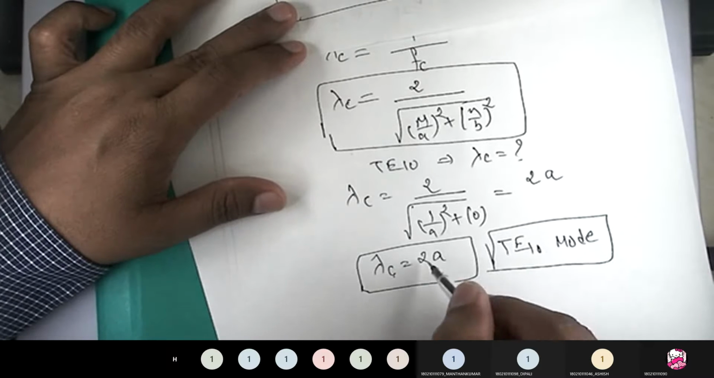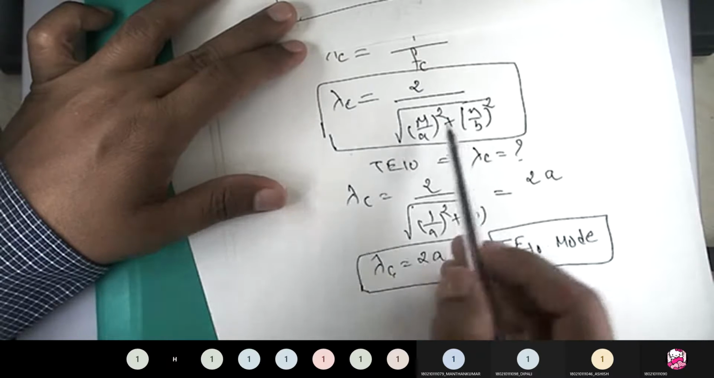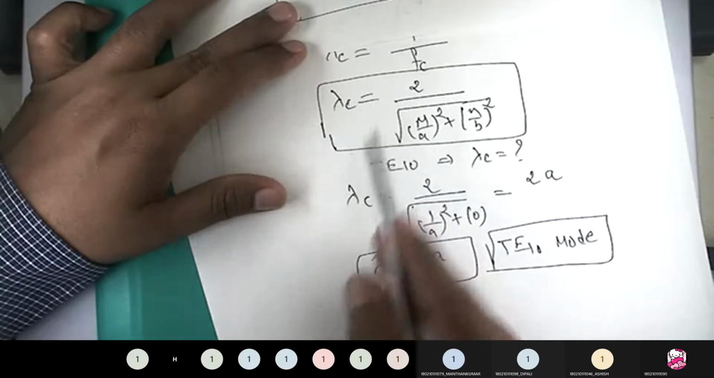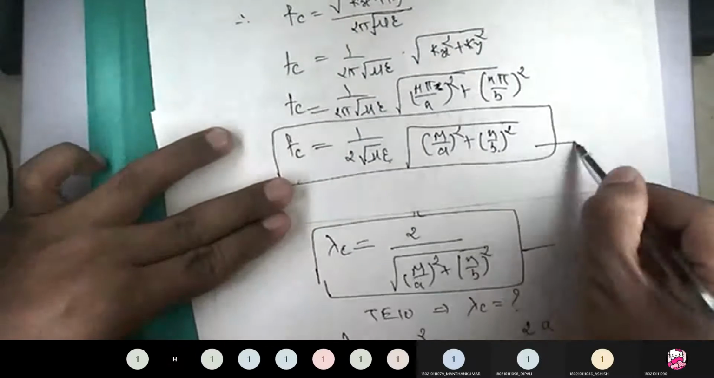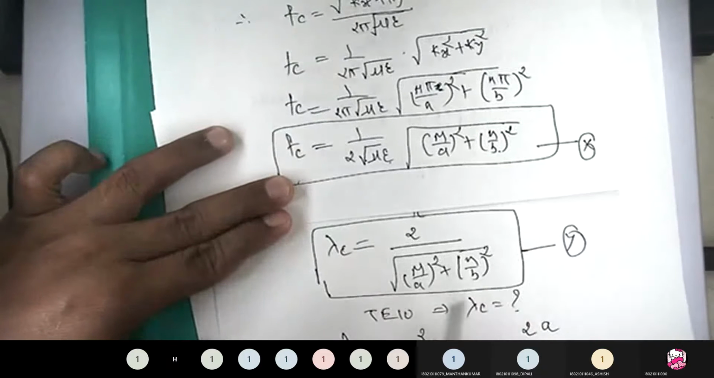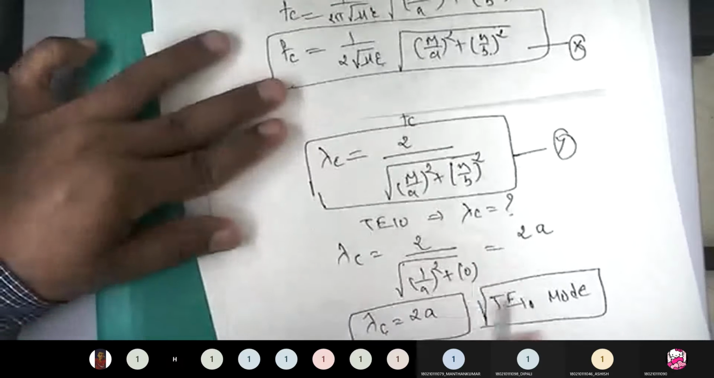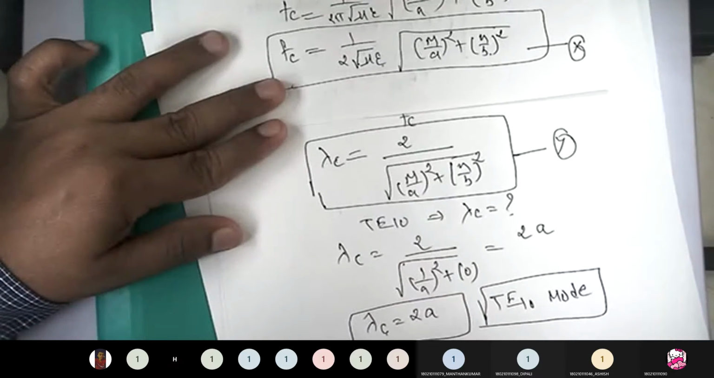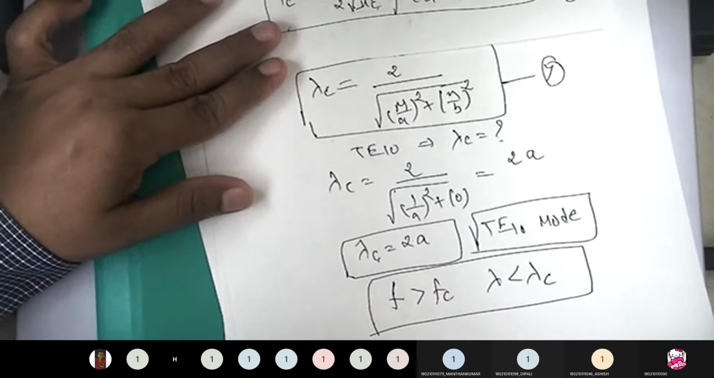So this way we have the formula in terms of the dimensions. Here the dimensions are only the waveguide's dimensions. If there is another mode, then you can use these expressions for lambda c or fc, and using a, m, n, you can calculate whether the operating frequency can propagate inside the guide or not. For that, please remember that f should be greater than fc, or lambda should be greater than lambda c. Only if this condition is satisfied can the wave propagate inside the guide.